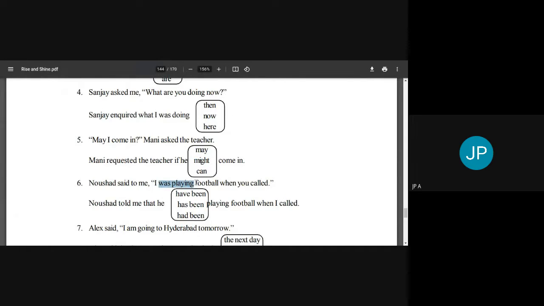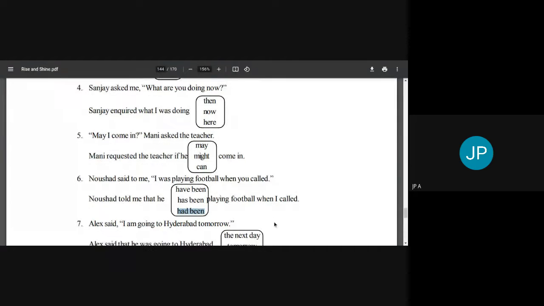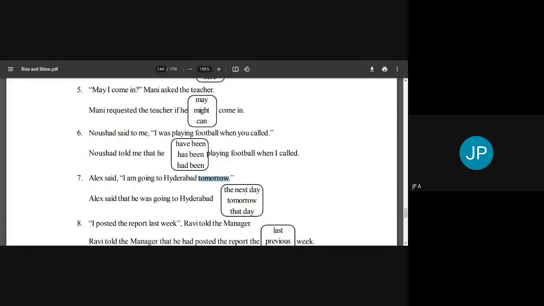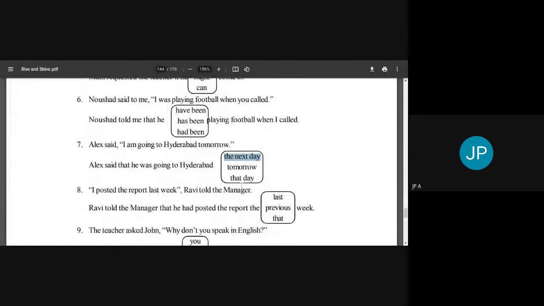Was playing is past continuous. Past continuous becomes past perfect continuous. So was playing becomes had been playing football, when you becomes I, because he said to me. So Naushad told me that he had been playing football when I called. In the next sentence, tomorrow becomes the next day. So these are the changes in the time as well as in the place. So there are changes that happen in place also.